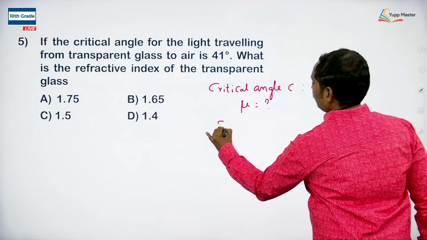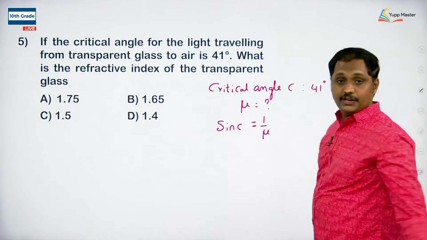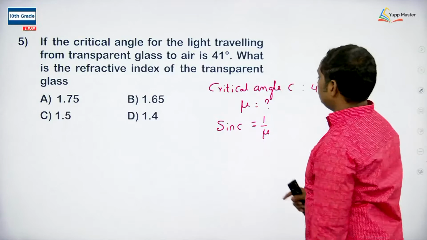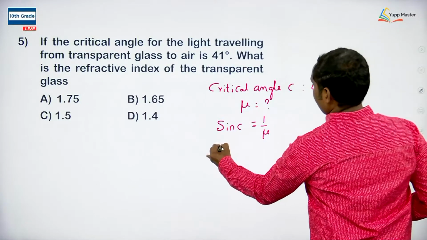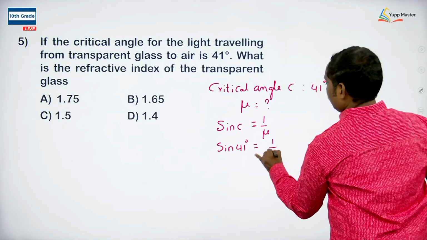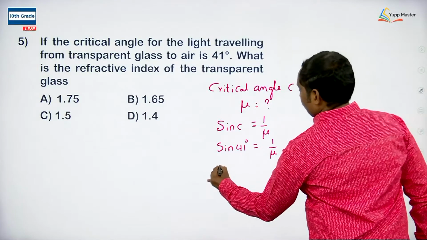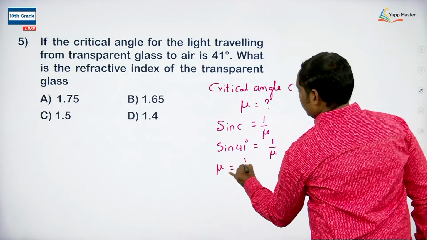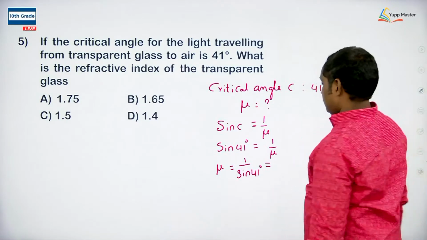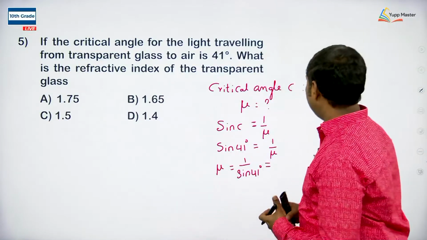Therefore, sin C is equal to 1 by mu, that is the existing relation between C and mu. Now, take that sin 41 degrees, that is equal to 1 by mu. You can find out that mu is equal to 1 by sin 41 degrees. The sin 41 degrees value is going to be estimated.